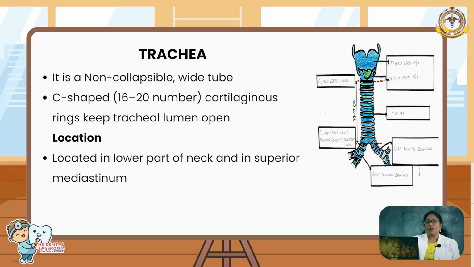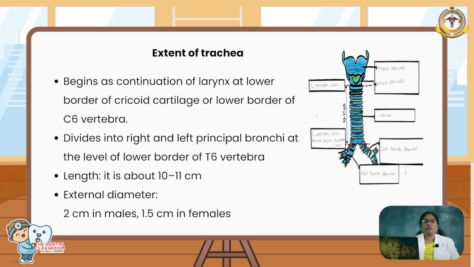It is a non-collapsible white tube with 16 to 20 C-shaped cartilaginous rings that keep the tracheal lumen open. Location: it is located in the lower part of the neck and in the superior mediastinum. Next we will see about the extent of the trachea.